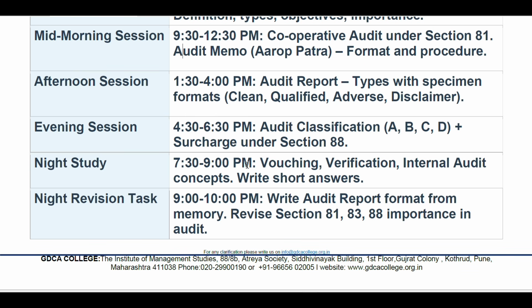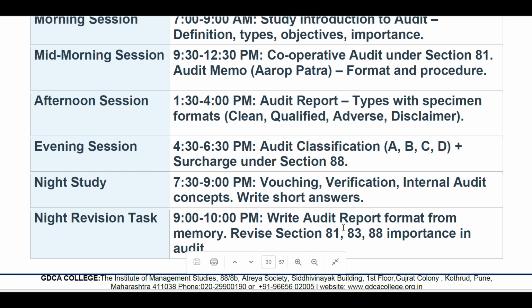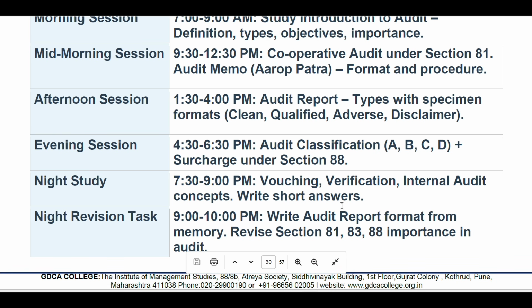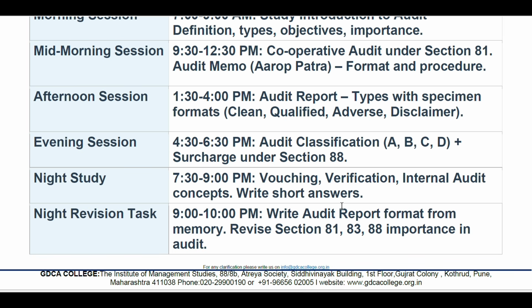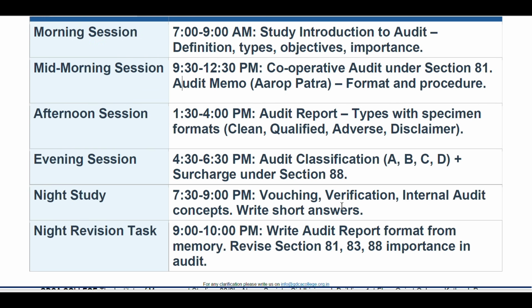In the next session, study vouching, verification, internal audit concept, and write short note answers. In the night revision, the task will be to write the audit report format from memory. Do not take any support for that. Revise the importance of sections 81, 83, 88 in audit. So these are the important study techniques, we can say.